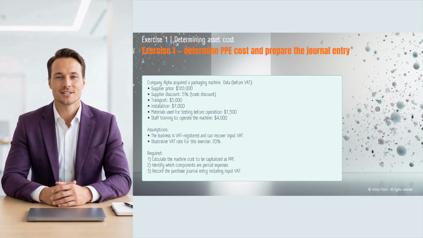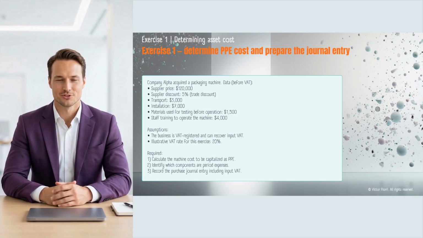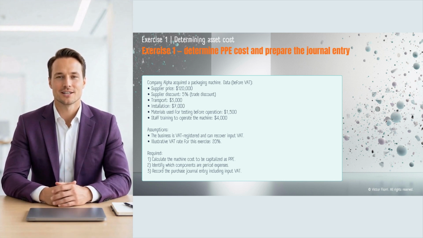When you face a question like this, do not try to solve everything at once. Start by separating the data into two groups: costs that belong to the asset and costs that belong to the period. A common student mistake is to include training in the asset cost just because it appears in the same list. A practical tip is to underline the phrase that tells you VAT is recoverable, because that changes the accounting treatment.